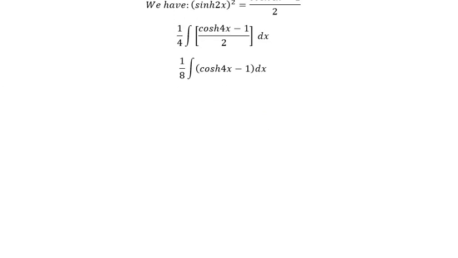And now we can get the final answer. The integral of cosh 4x is 1 over 4 sinh 4x, and we have number 1, which is x, and we move our c in here.